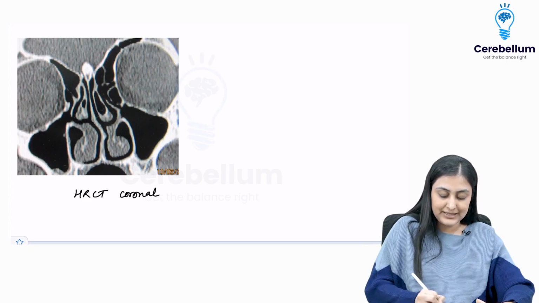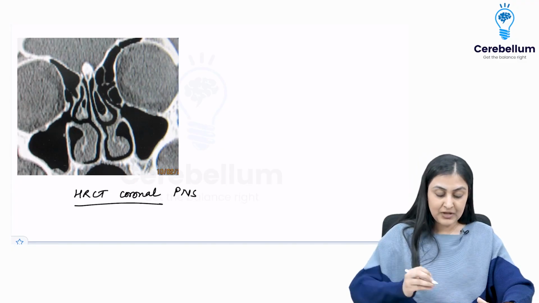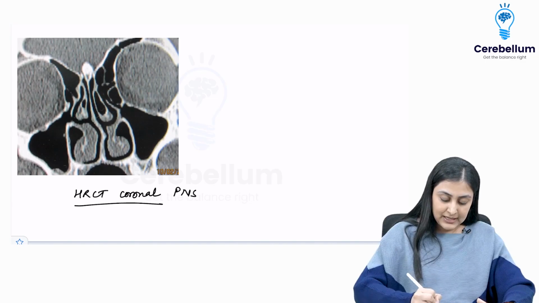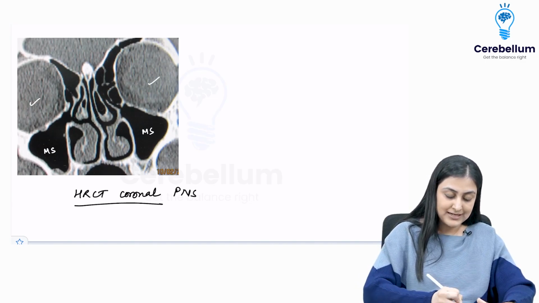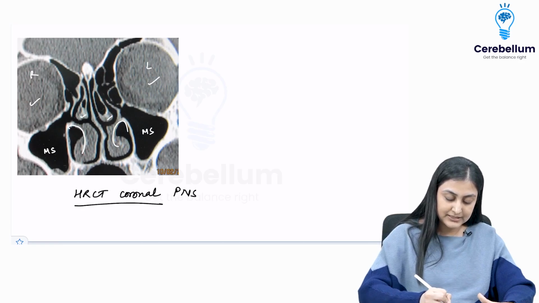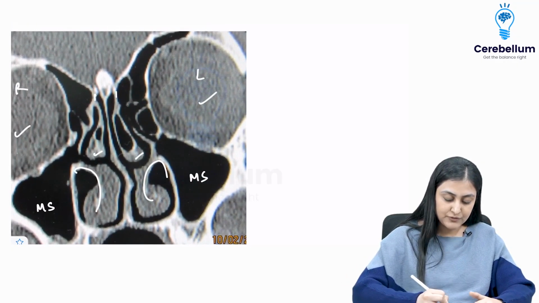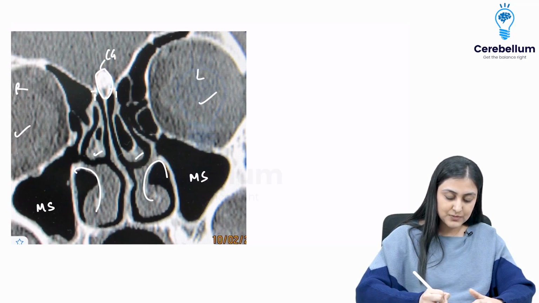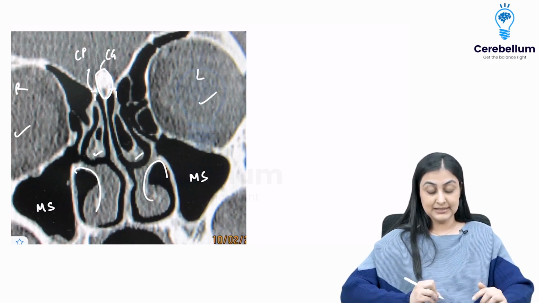So this is the plane that we most frequently use for the paranasal sinuses. Okay. So here you can see these are the two maxillary sinuses. This is the orbit, so right and left orbit, and you can see these are the inferior turbinates, middle turbinate, and then you have the superior turbinates, and you can see this plate of bone which is the crista galli. So this is the crista galli, and on two sides we would have the cribriform plate. Okay, so this is grossly the anatomy.